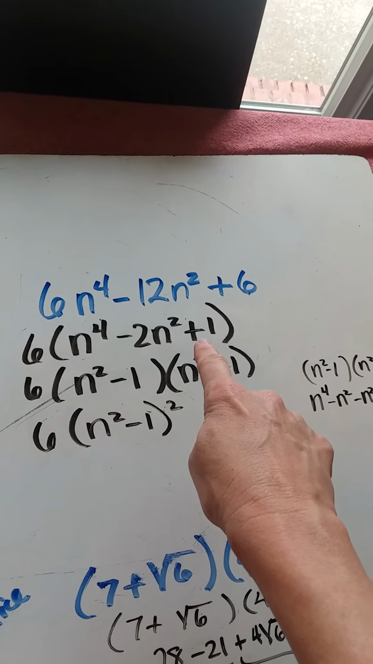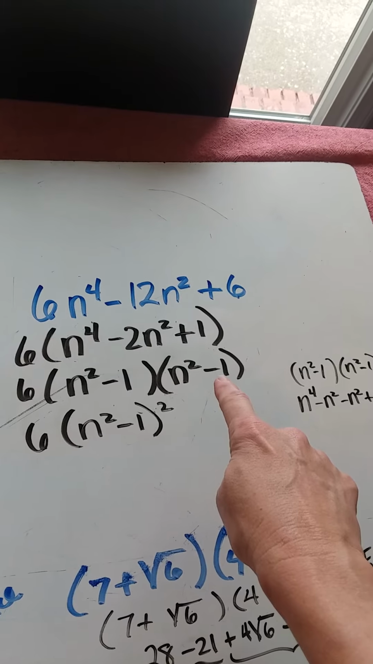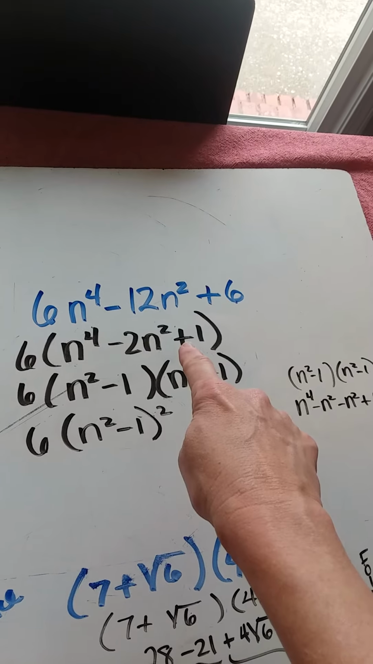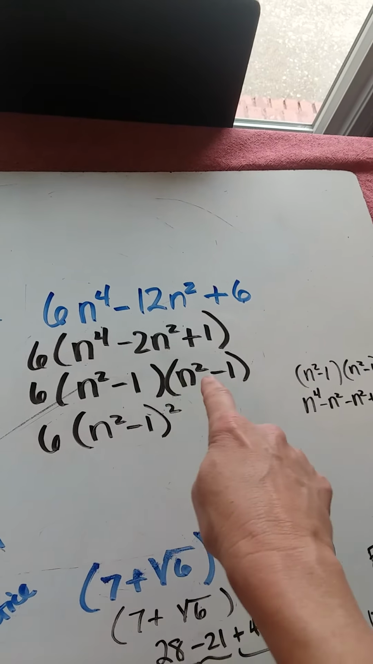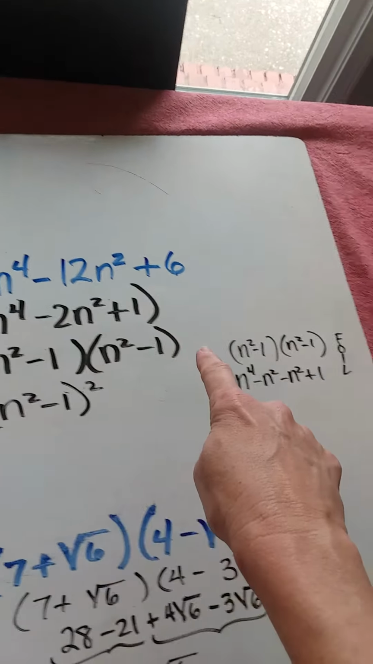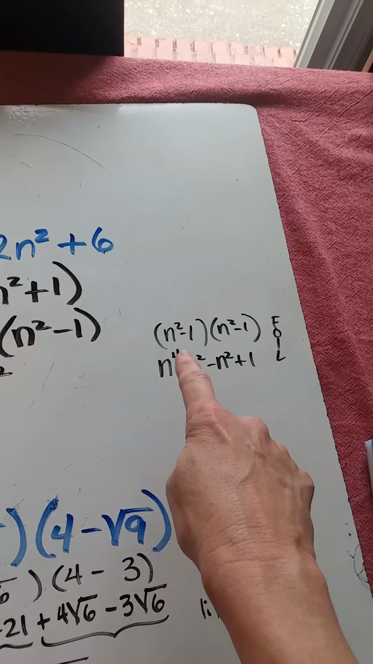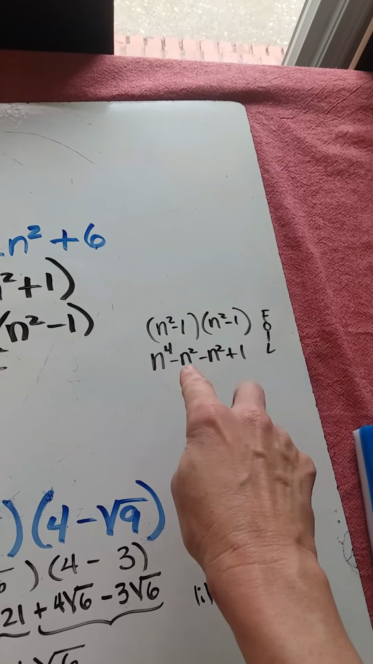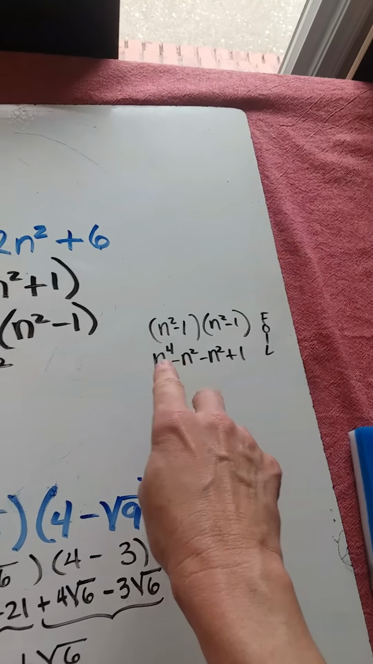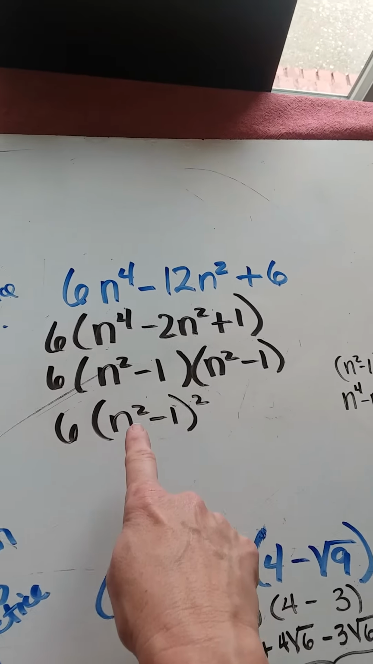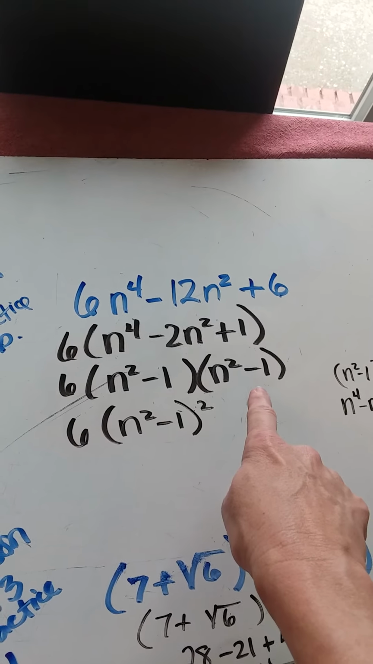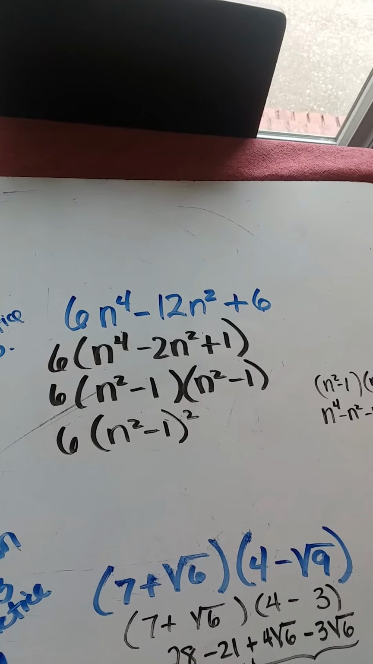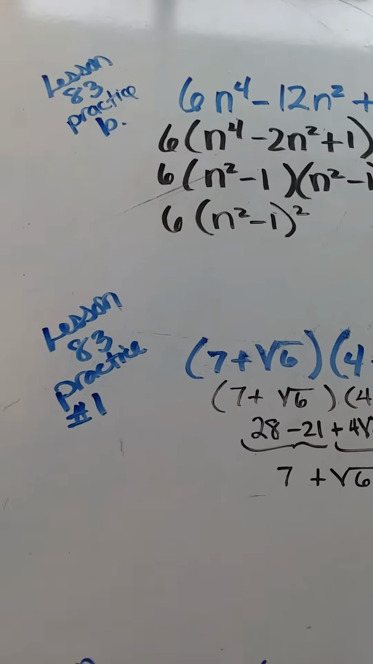And the positive 1, if we multiply two negatives, negative 1 and negative 1 together, we're going to end up with a positive 1. And if we add them together, we're going to see that those middle terms are going to be a negative n squared minus n squared, so that's going to be negative 2n squared, and that's what we had right here. So since this binomial and that binomial are exactly the same, we can shorten it and write it as n squared minus 1 raised to the second. All right, so that's the first one.